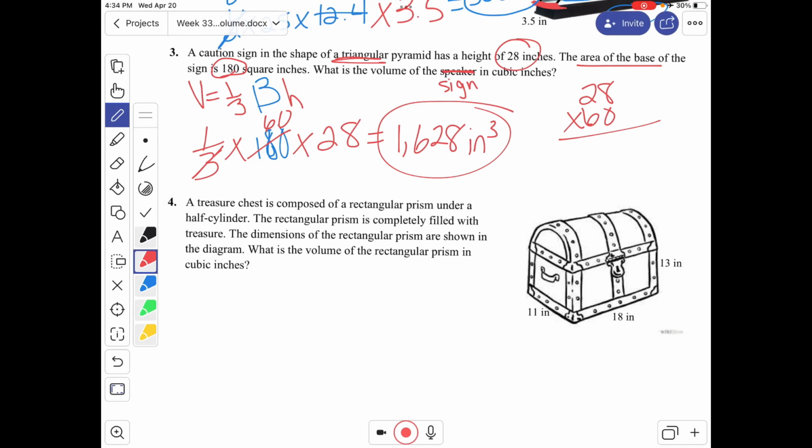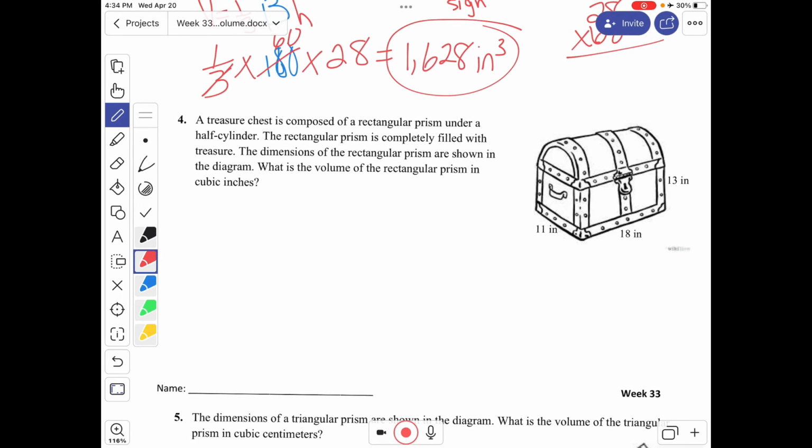Number 4, a treasure chest is composed of a rectangular prism under a half cylinder. The rectangular prism is completely filled with treasure. The dimensions of the rectangular prism are shown in the diagram. What is the volume of the rectangular prism in cubic inches? Rectangular prism, so that's area of the base times the height.